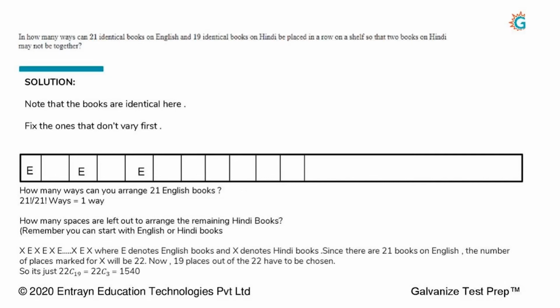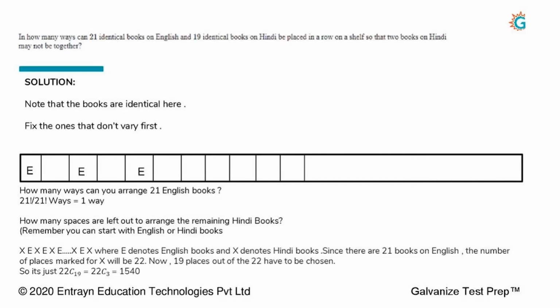21 places you put all these English books, and then the remaining places that could be placed before English, after English, in between English books. You're going to place the remaining Hindi books. That would account for not having the Hindi books together. So how many places are there between English books, before English book and after English book to place the Hindi books? There are 22 places.